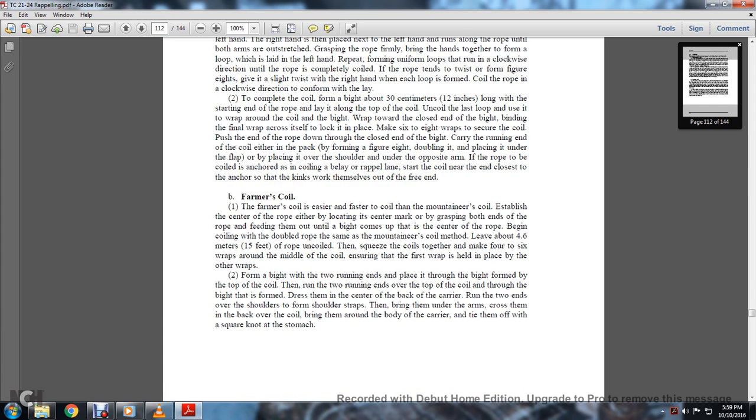Establish the center of the rope either by locating the center mark or by grasping both ends of the rope and feeding them out until the bight comes up to the center of the rope. Begin coiling with the double rope, the same as the mountaineer coil method, leaving 4.6 meters or 15 feet of the rope uncoiled, then squeeze this coil together, making 4 to 6 wraps around the middle of the coil, ensuring that the first wrap is held in place by the other wraps.